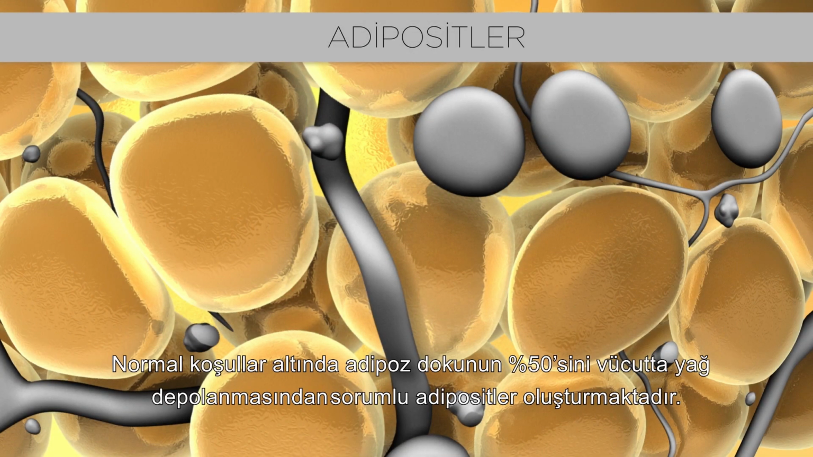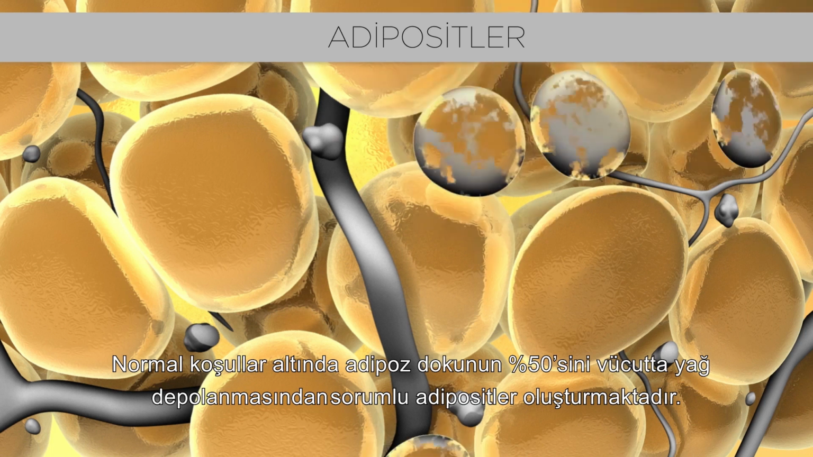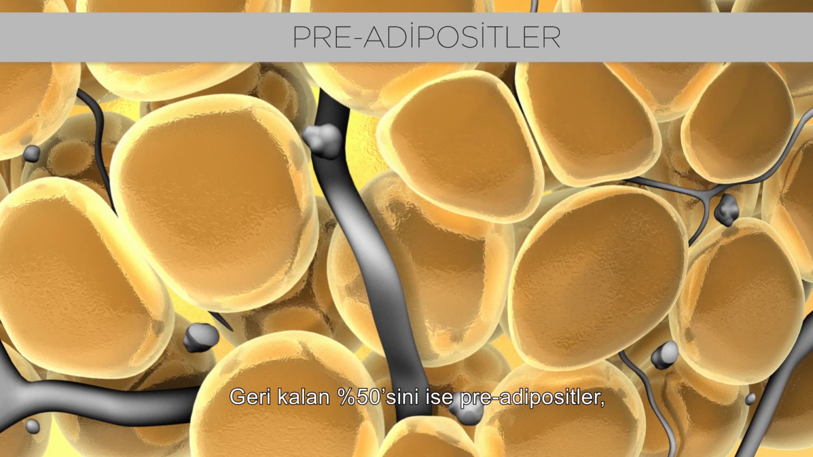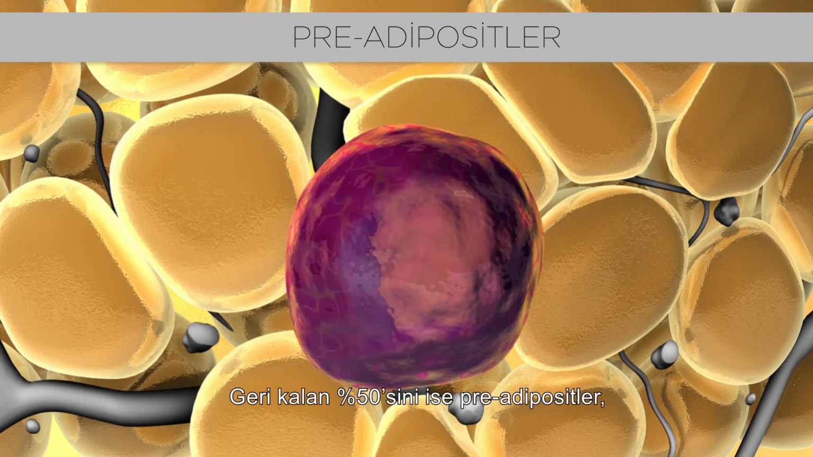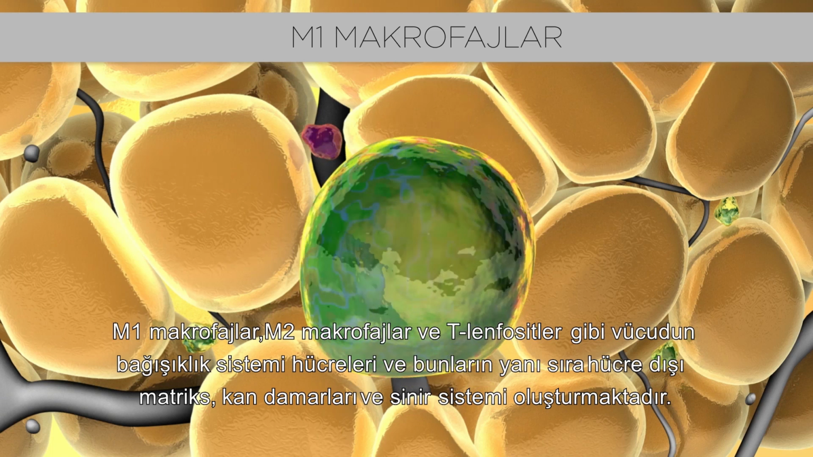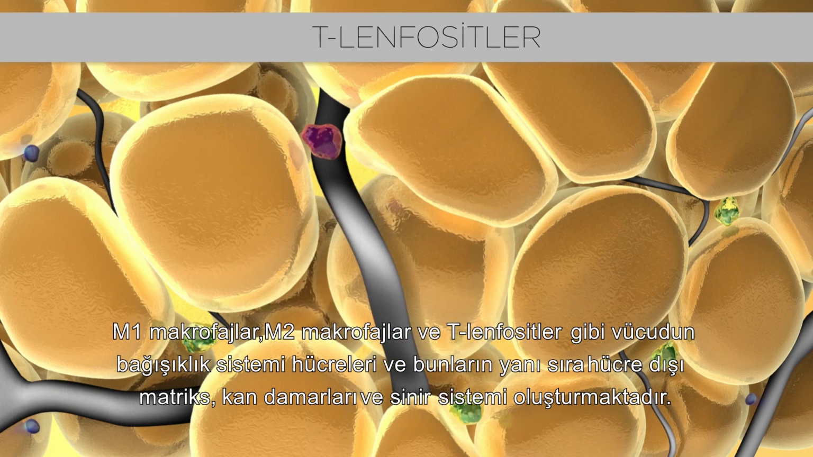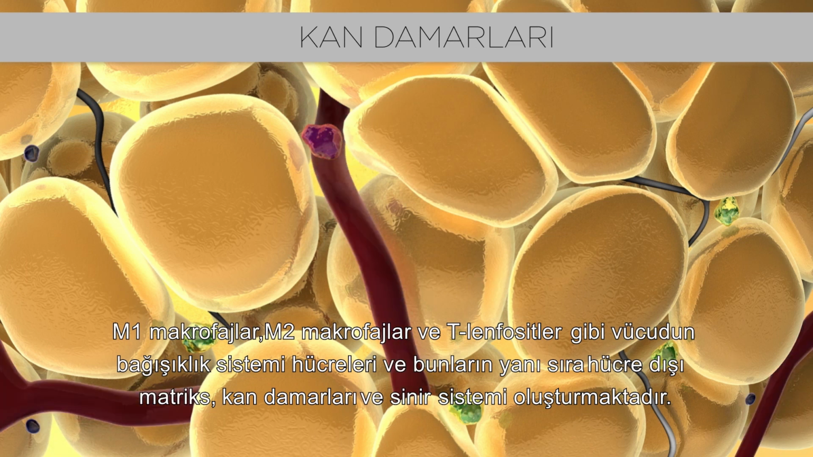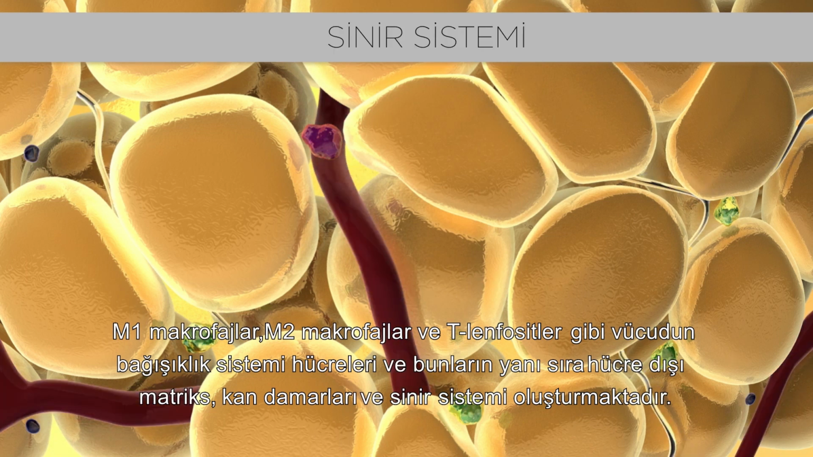Under normal conditions, 50% of adipose tissue is composed of adipocytes, which are responsible for storing the body's fat deposits. The remaining 50% is composed of pre-adipocytes, cells from the body's immune system such as M1 macrophages, M2 macrophages, and T lymphocytes, as well as extracellular matrix, blood vessels, and nervous system.